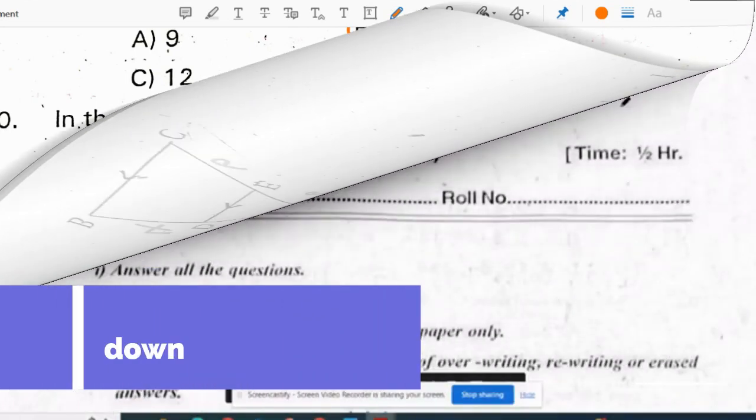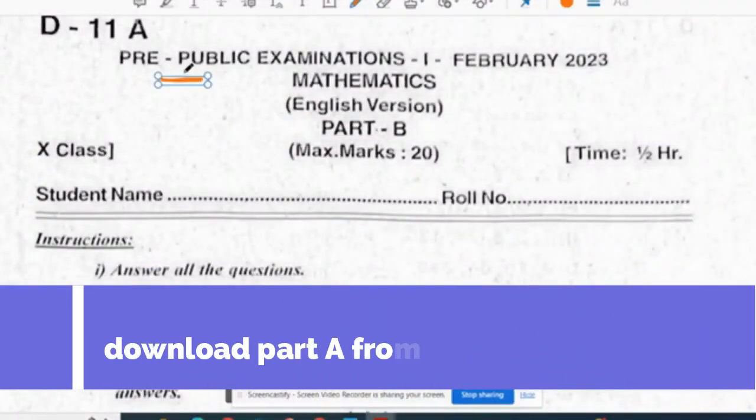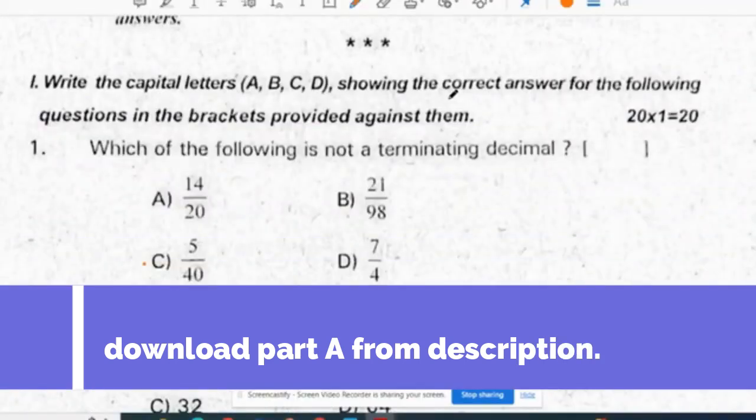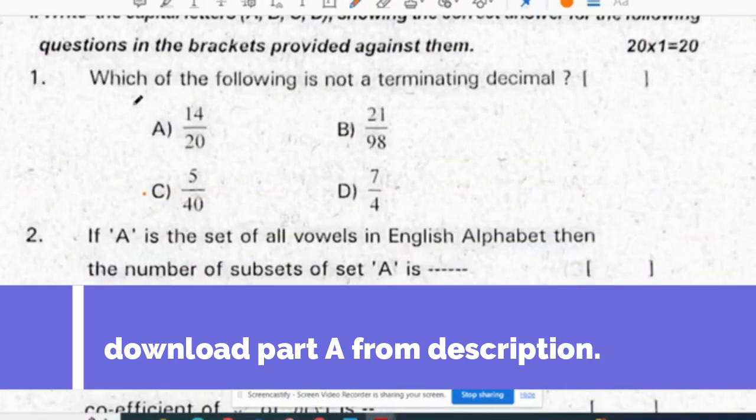In this video we will discuss Part B of the Hyderabad district pre-final question paper. Let's see what questions appeared in Hyderabad district Part B. First question: which of the following is not a terminating decimal? So we have to find out the terminating decimal.